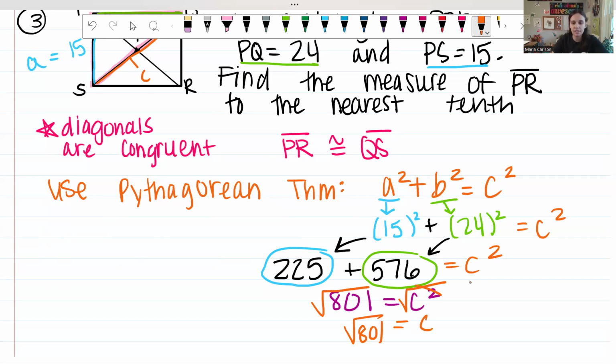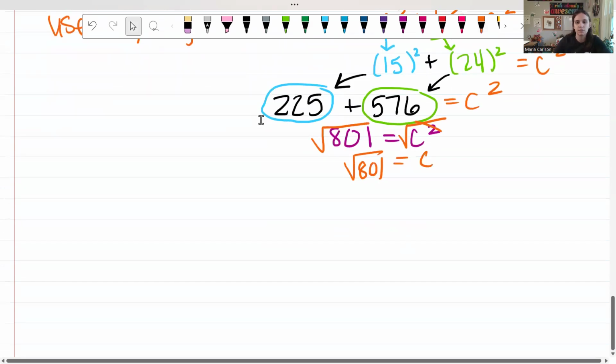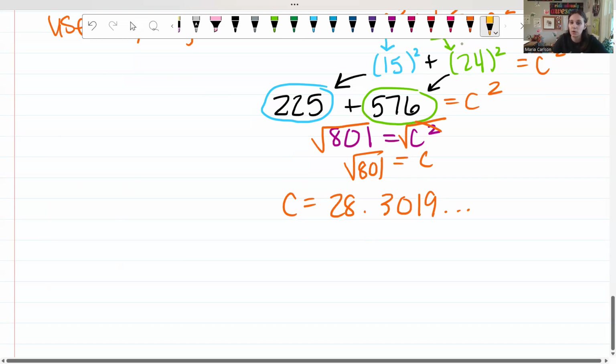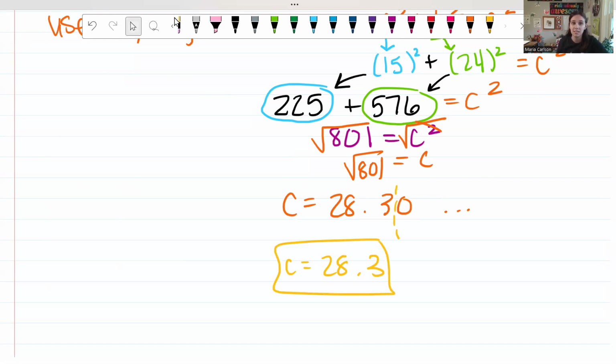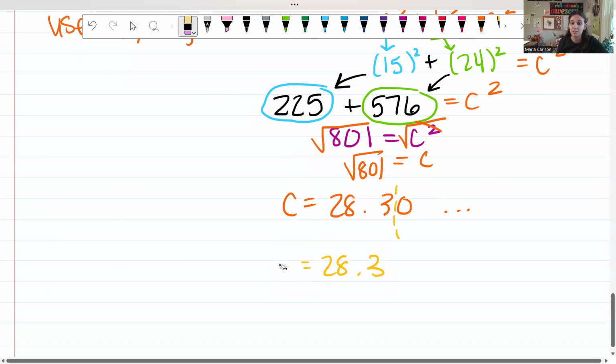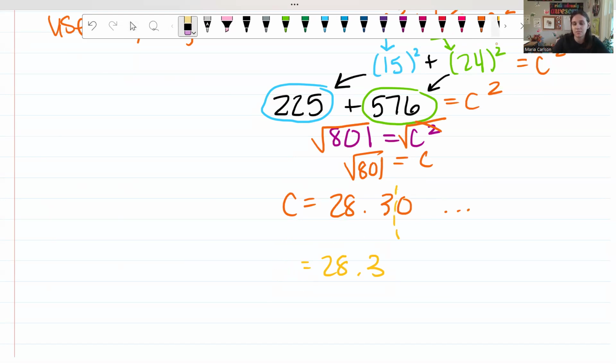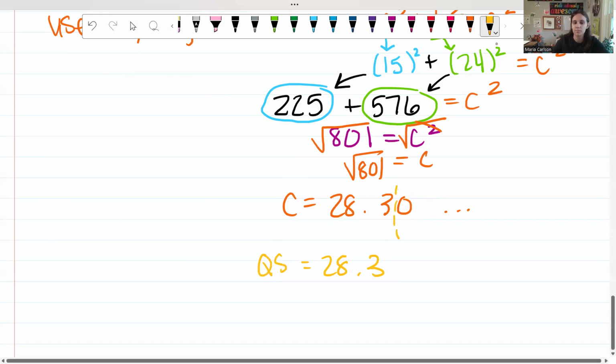Let's see what that would be. It is 28.3019... And we were asked to round to the nearest tenth, which means I don't want any number past this 3. So 0 does not tell me to round up. So this answer is simply 28.3. That's the length of, not C, that's the length of segment QS. Which means it's also the length of PR.